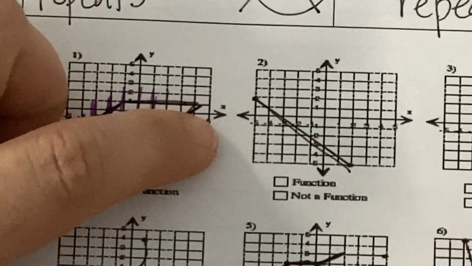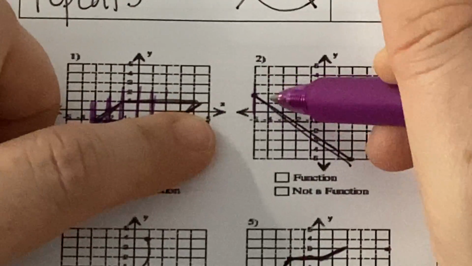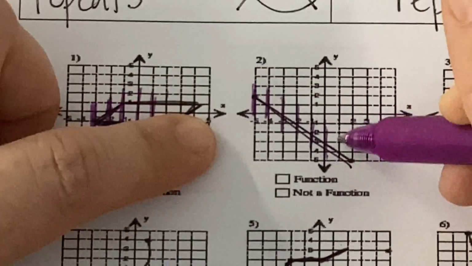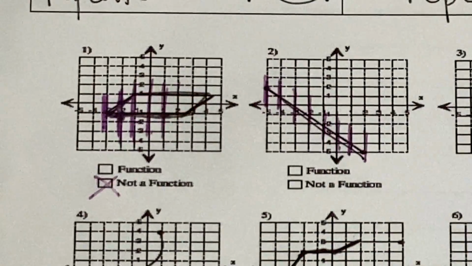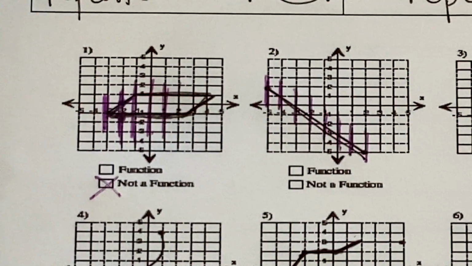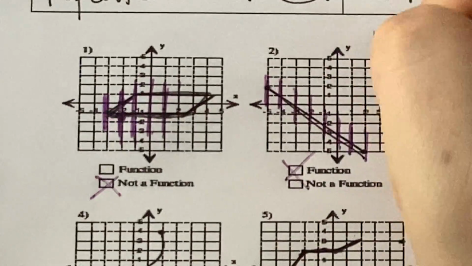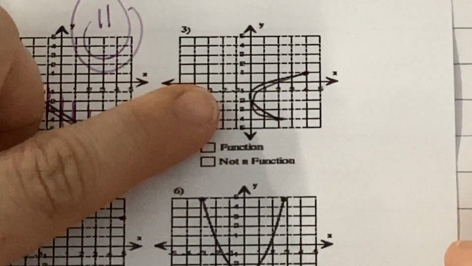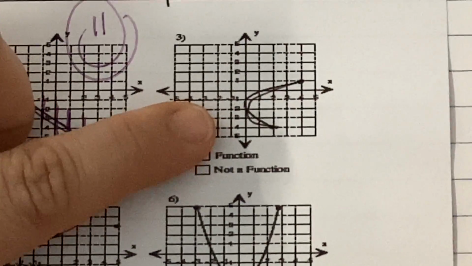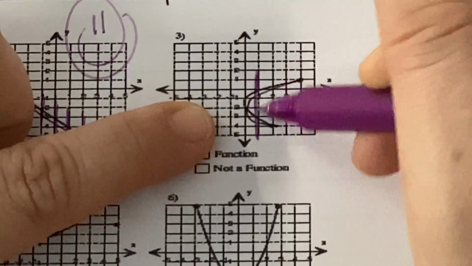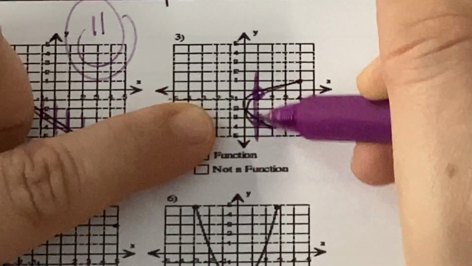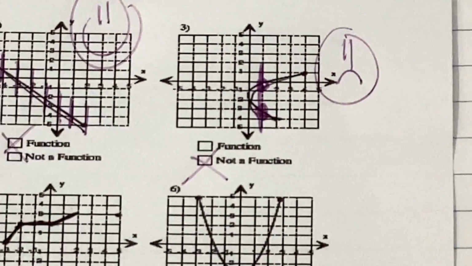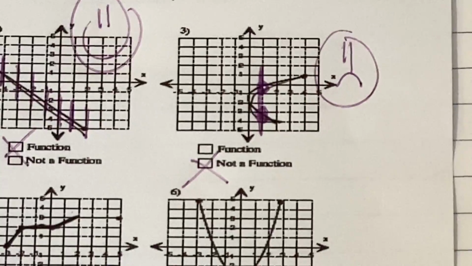In this one, no, that's good. That's good. Good. Good. Good. Good. Did anything have 2 dots on the same vertical line? No. So this is a function. Here, function or not a function? Because right here, I have a dot here and a dot here. Not a function. Oh, it was trying so hard.